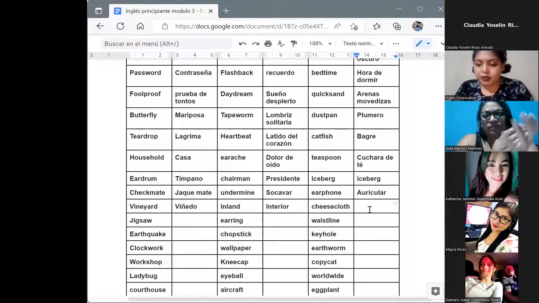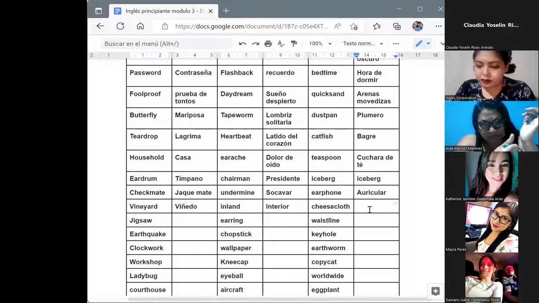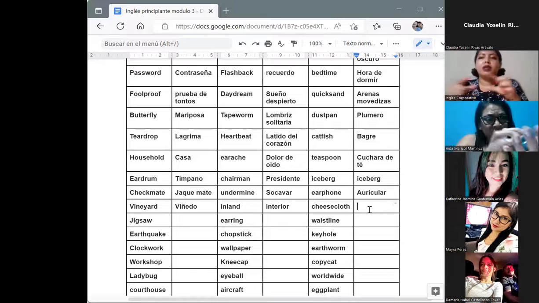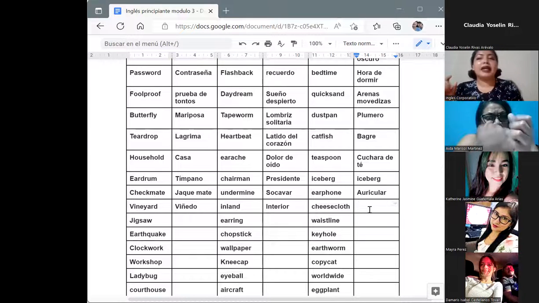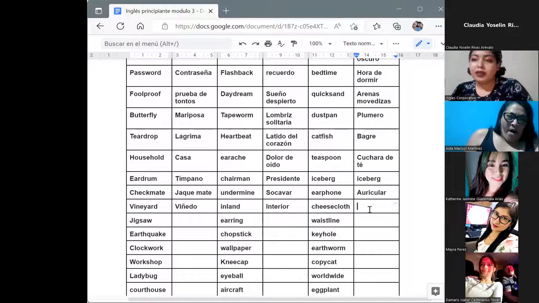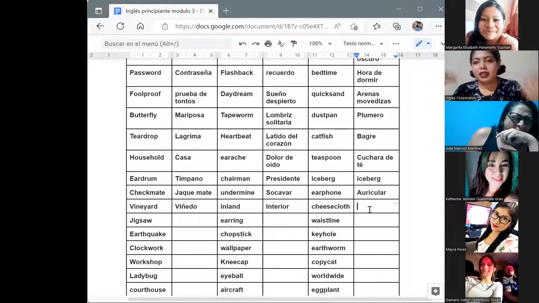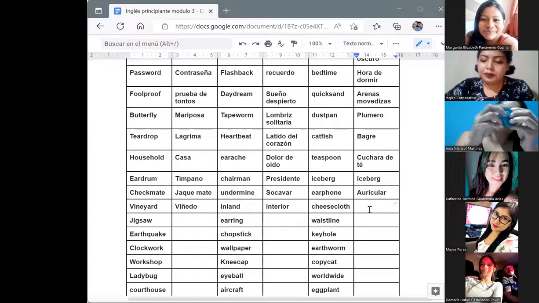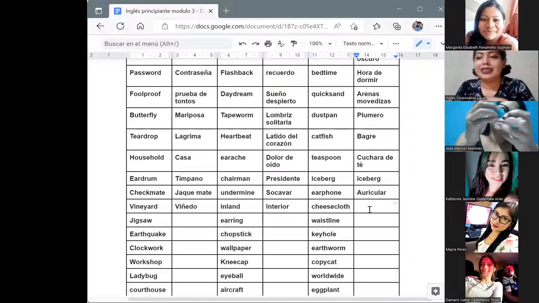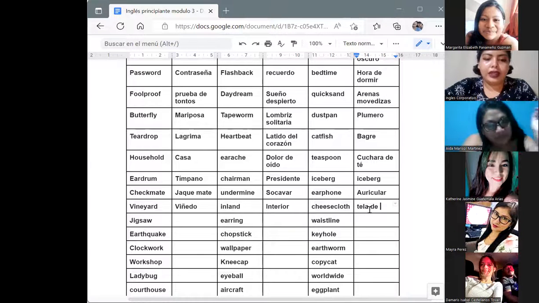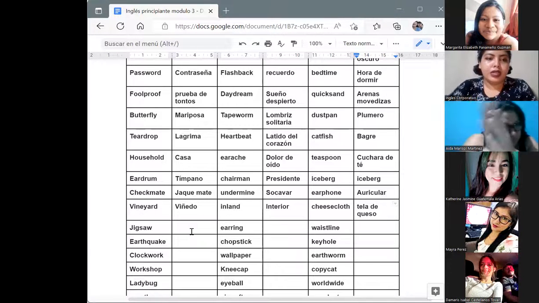Cheesecloth. Tela de queso. Le llamamos tela de queso, pero cuando es una, en el paquete dice las láminas. Lasca. Rebanadas. Lasca de queso, las tiritas, las laminitas de queso. Pero lo podemos determinar como tela de queso, porque son las delgaditas, ¿verdad? Tela de queso.